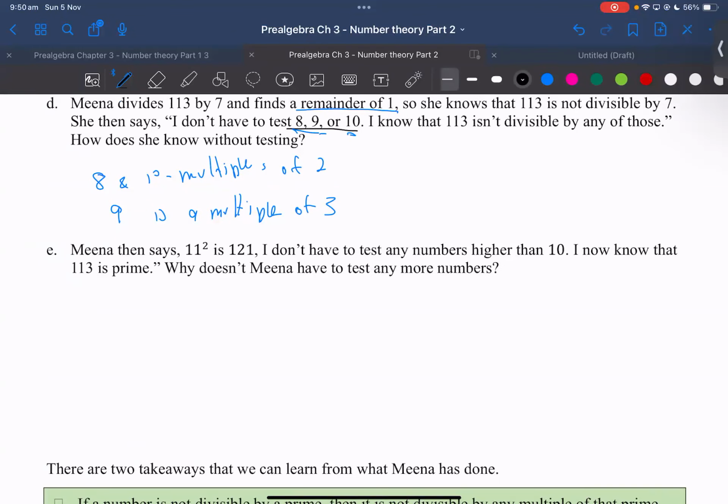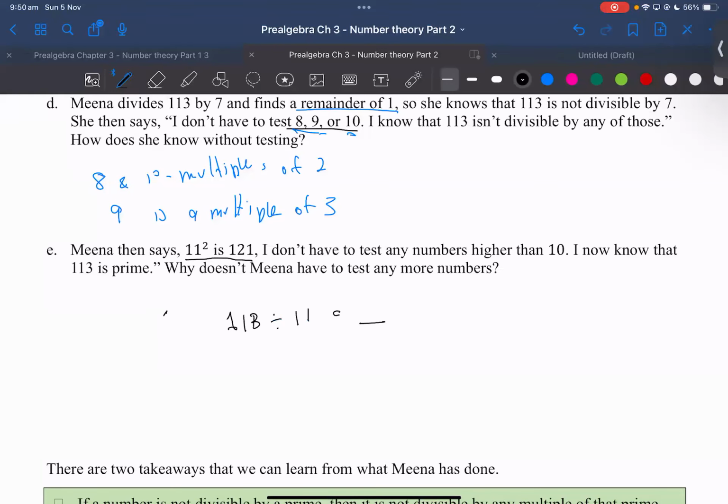Because 11 squared is 121, right? 11 times 11 is 121. That means if 11 is a factor of 113, it needs to be multiplied by a smaller number. Does that make sense? Yeah. Like 113 divided by 11. It's not a multiple, but let's say hypothetically it is. The answer needs to be a smaller number than 11. Yeah. And if it's a smaller number, we've already tested for it.